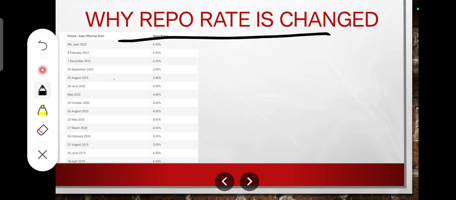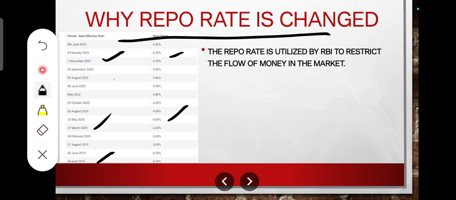Why do we always see that repo rates are changing? Now in this table you can see in 2019 the repo rate was 6%, then in 2020 the repo rate came down to 4%, and currently, from 8th February, the repo rate is 6.50%. Recently we got news that the repo rate will not change, it is going to stay the same.